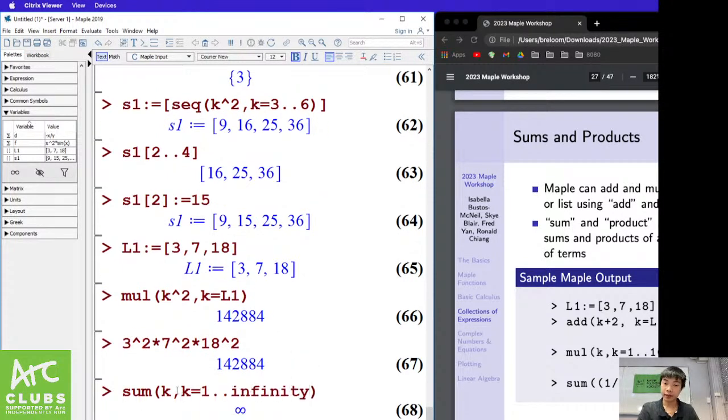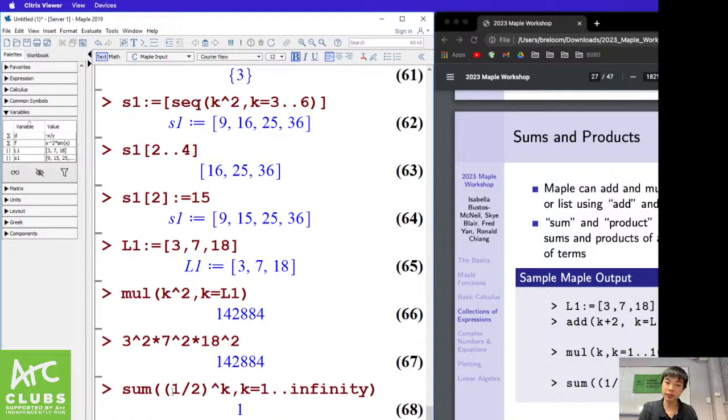So from k's 1 to infinity, if you add them all together, you get infinity, right? And then of course we can do other things such as a half to the k, which gets us a geometric sequence from powers of k for 1 to infinity. And if you know that sum, you'll see that it's equal to 1. So it lets us work with infinity.